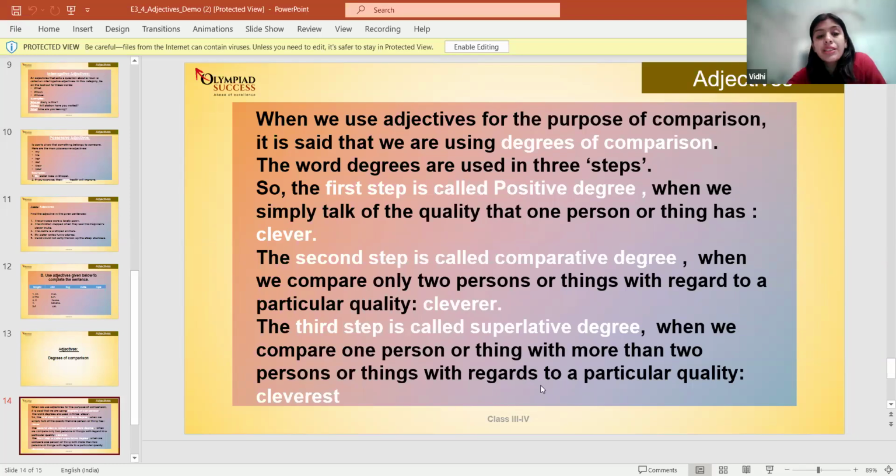Now you can see, when we were talking about the first step, when we were simply talking about the quality of one person, we used the word clever. When we are comparing two persons or things with their particular quality, the word that we've taken here is cleverer. And in the third step, when we talk about superlative degree, we are using the word cleverest. So when we compare one person or thing with more than two persons or things with regard to a particular quality, we've taken the example of cleverest.